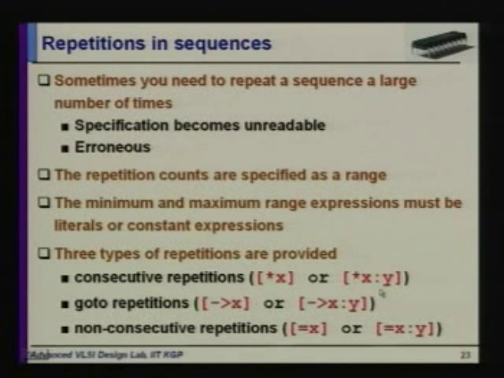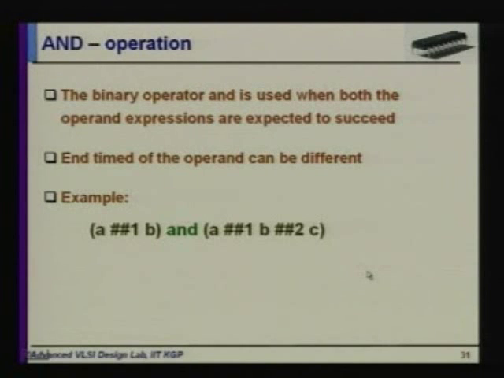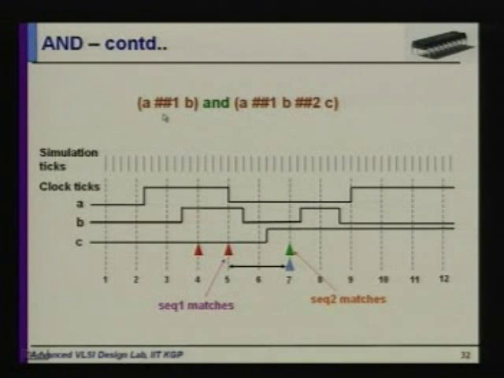Between those ranges. Then the AND operation: you can also specify AND binary operations between sequences. The AND operator is used when both operands of the expression are expected to succeed, and the end time of the operands can be different. This is a 2 times span sequence. This is a 3 times span sequence. So how the timing diagram looks like: A #1 B, this matches here, sequence 1 in 4. Look here, A matches at 3, then in the next cycle B matches.